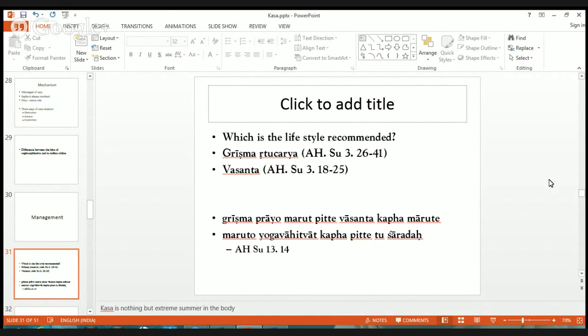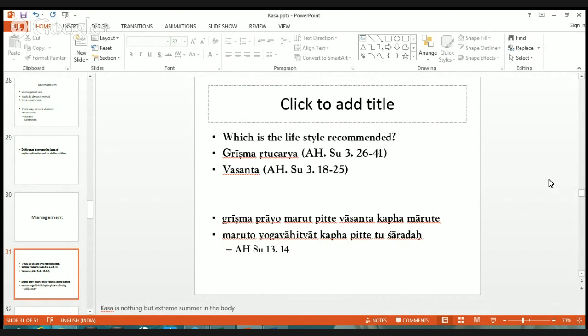So these are the two seasonal regimens. We will come back to it later if we have time. So it is described here in the 13th chapter, Sutrasthana. The 13th chapter deals with different treatments.